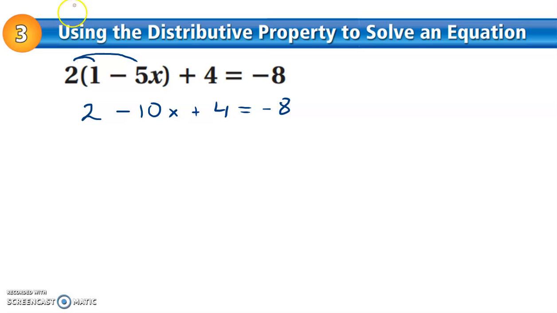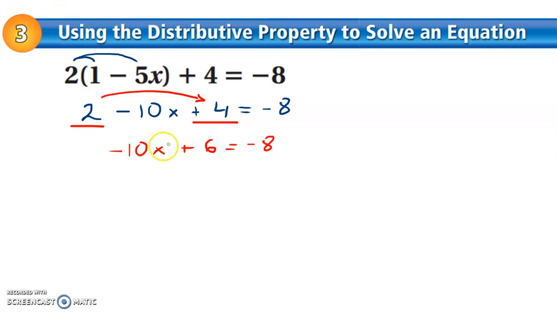Now we have like terms. We want to combine those. We've got a 2 and a 4. Let's put those together. The -10x carries down. And 2 plus 4 is 6, so plus 6 is equal to -8.